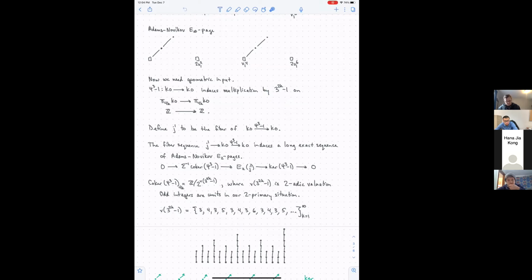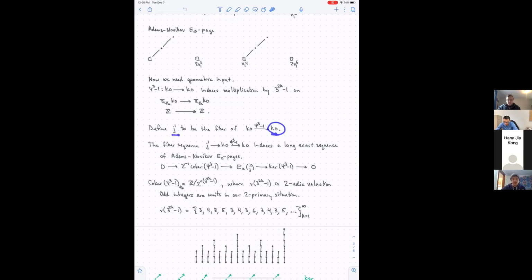Okay, all right, so now what we're going to do is study this little j spectrum. It's little j. That's its standard name. I've actually written j prime. Okay, so normally what you do is you change the target a little bit, and then you let j be the fiber of the map from KO to a slightly different spectrum. Okay, I'm going to ignore that complication for expository reasons. I'm just going to leave it as KO.